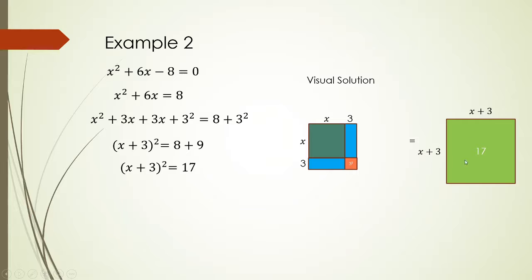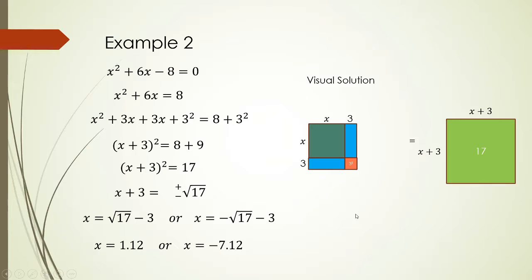See, we have x plus 3, and then we have 17. And then we are going to square root both sides, the left hand side and the right hand side. When we square root this side, it will become x plus 3. Here will be plus minus square root of 17. Then we solve for the equation, x equals square root 17 minus 3, or x equals negative square root 17 minus 3. Then we have the answer.